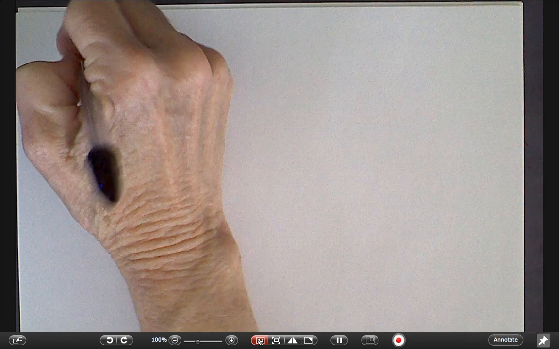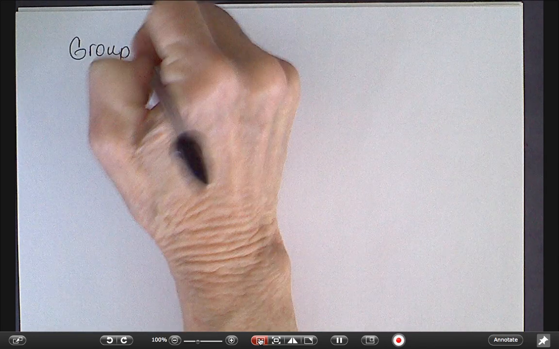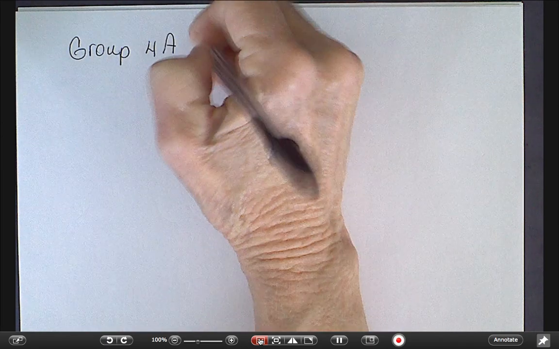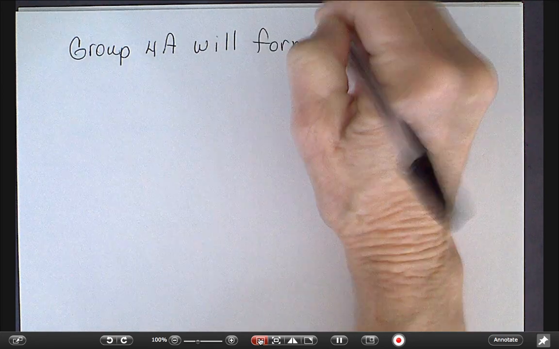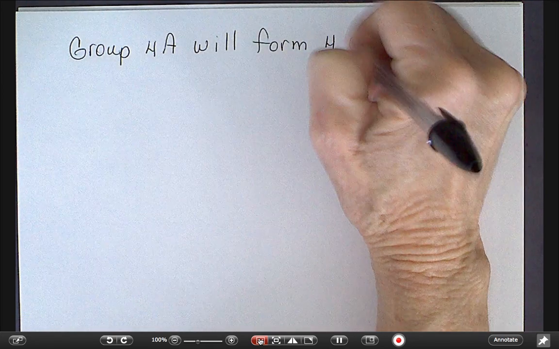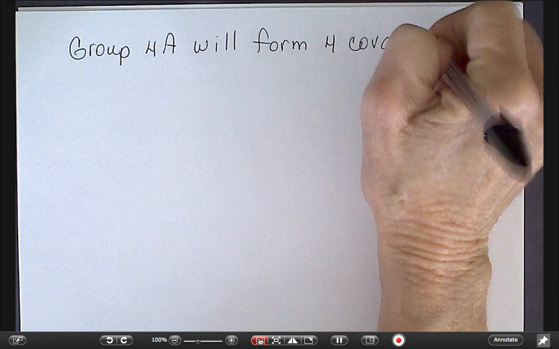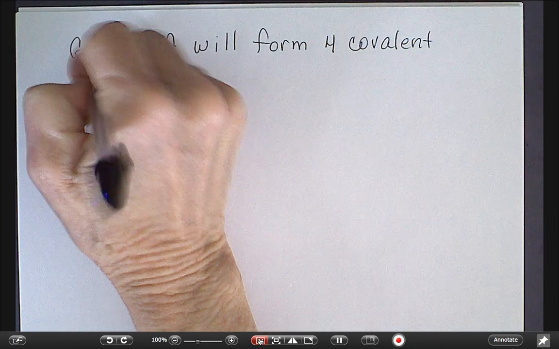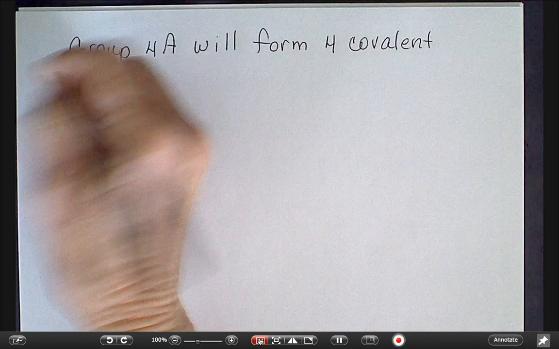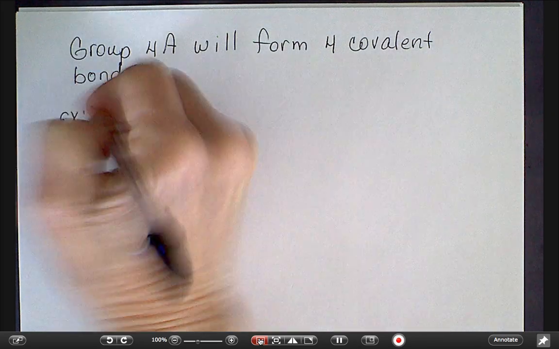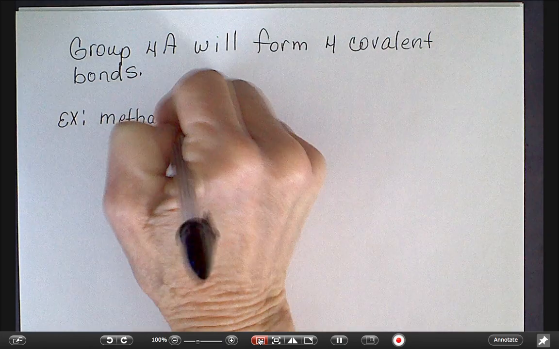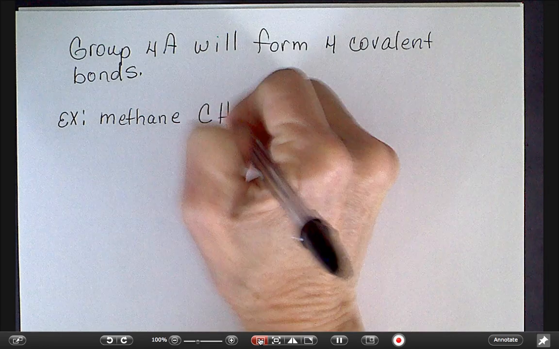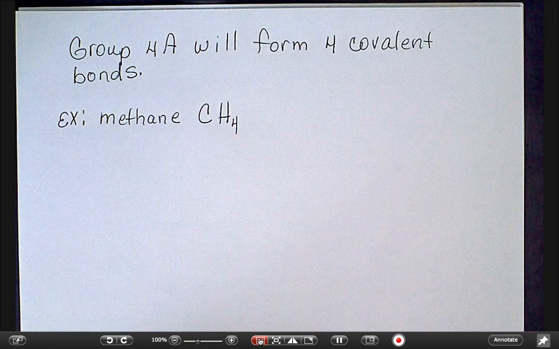How many shared pairs is group 4 going to have? Group 4A will form 4 covalent bonds. Example, methane, CH4.